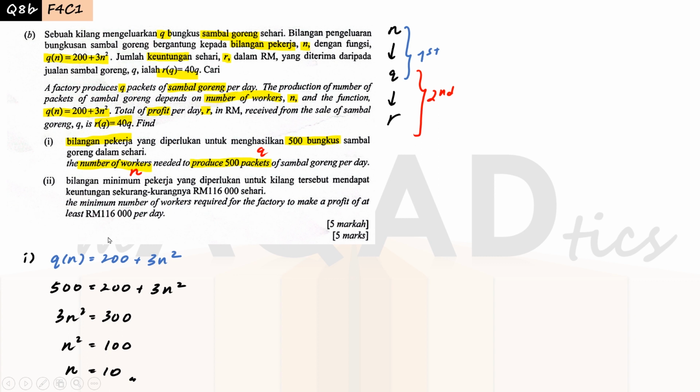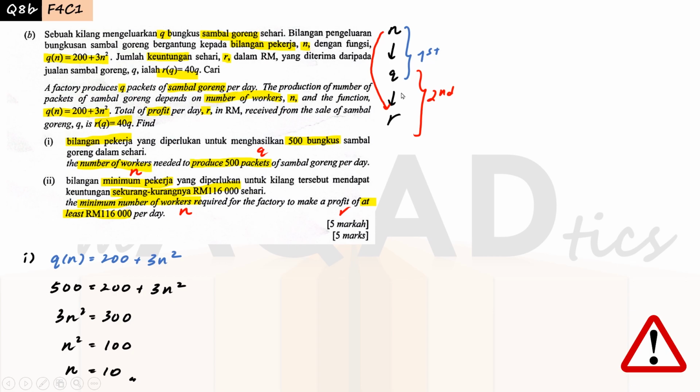For the second part of the question, we need to find out the minimum number of workers required if the factory wants to produce a profit of at least 116k per day, right? So the minimum number of workers here represents n, and the profit is r. So now we need a function that relates these two directly. But according to our flow here, we need to pass through q, because it relates n and r. So what we need now is a function that skips q, just goes from n to r.